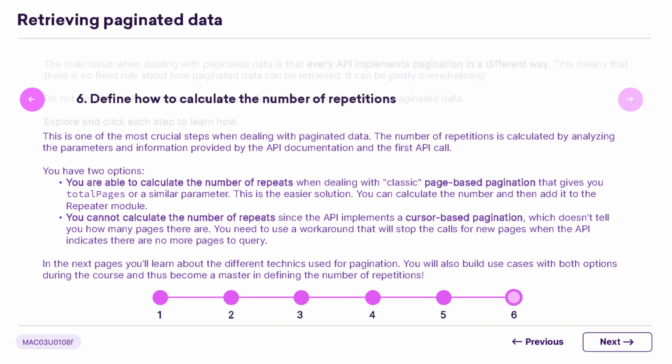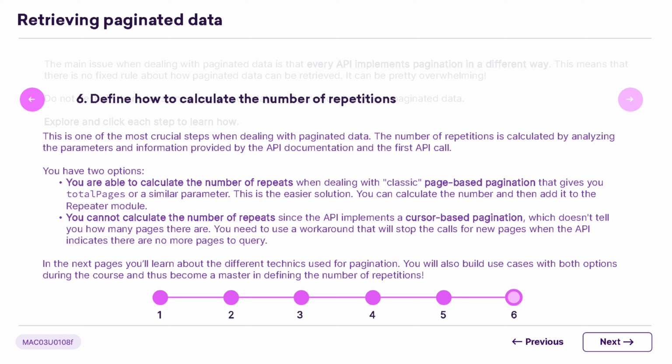When working with paginated data, one of the key challenges is calculating the number of repetitions for your API calls. This can vary based on how pagination is implemented by the API you're dealing with. For classic page-based pagination, this task is quite straightforward. Typically, you'll find a parameter like total pages in the response. Using this information, you can easily determine how many times you'll need to request additional pages.